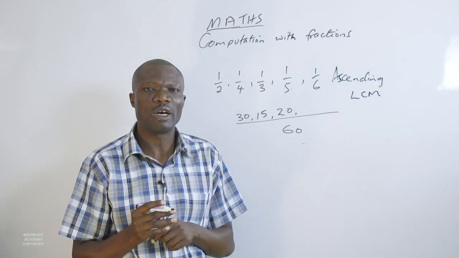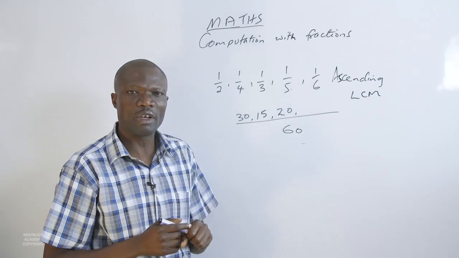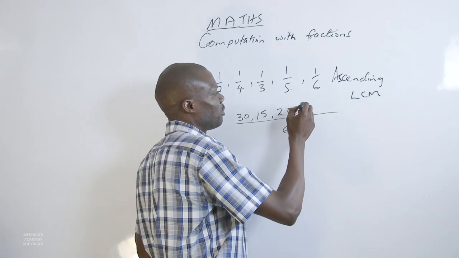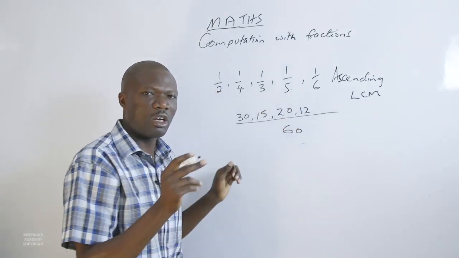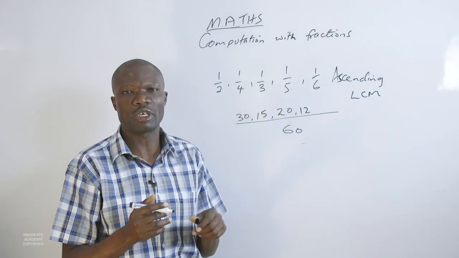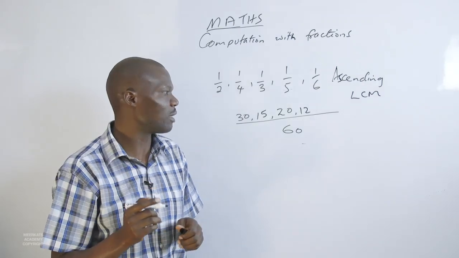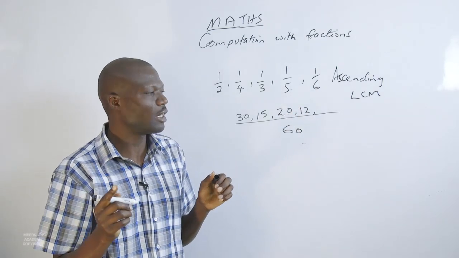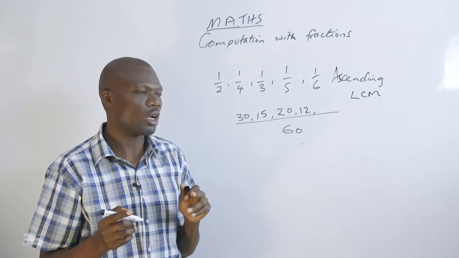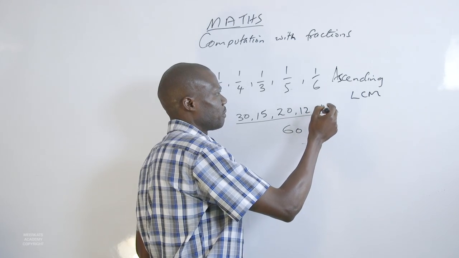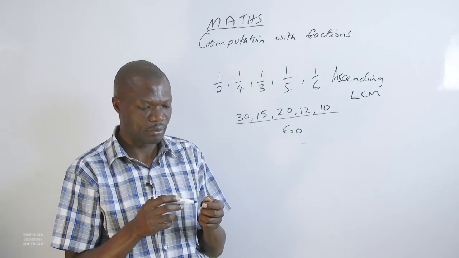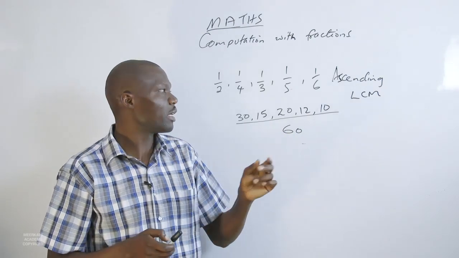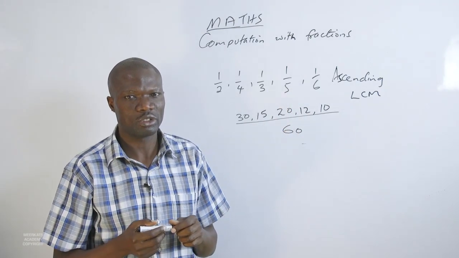60 divided by 5 is 12. 12 multiplied by 1 will remain with 12 over 60. 12 over 60 is equivalent fraction of 1 over 5. And finally, 60 divided by 6 is 10, and 10 times 1 is 10. So 10 over 60 is equivalent to 1 over 6.